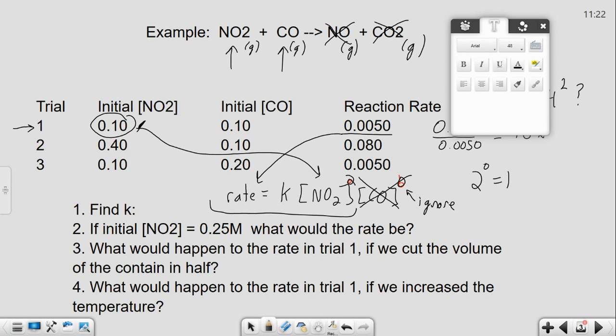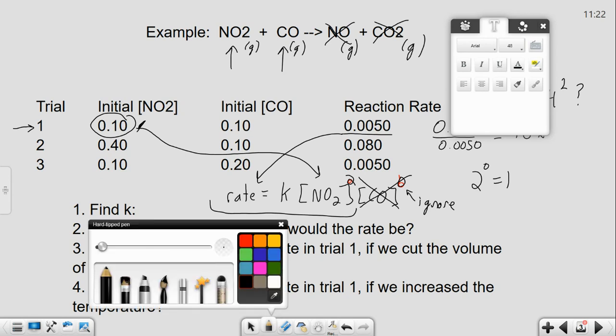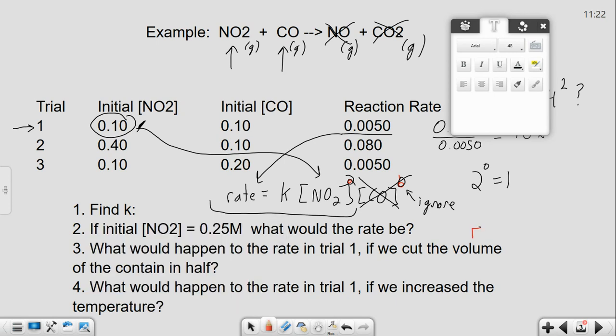So what you've got to think about here is when volumes matter. This is important. Volumes matter if and only if reactants are gases. Like, what? Why would it matter if they're gases?